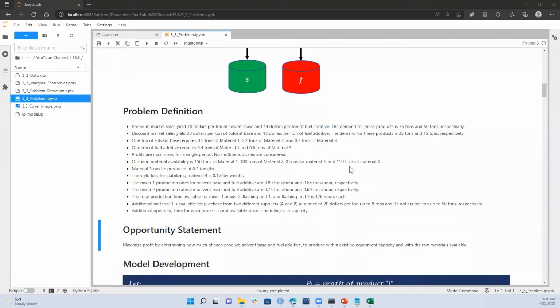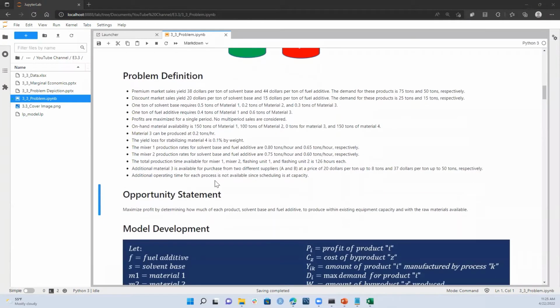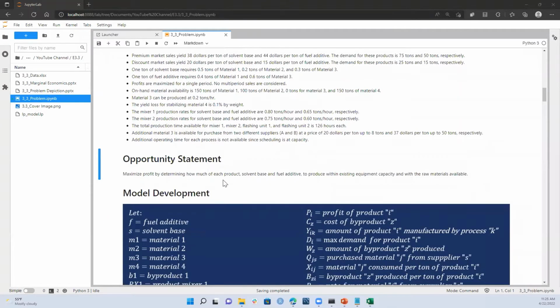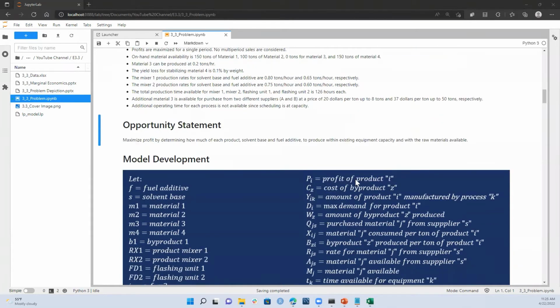And for our opportunity statement, nothing has really changed. We're continuing to maximize the profit by determining how much of each product, solvent base and fuel additive, we can produce within the existing equipment capacity and with the raw materials available. So with our problem defined, we're ready to move on to model development.